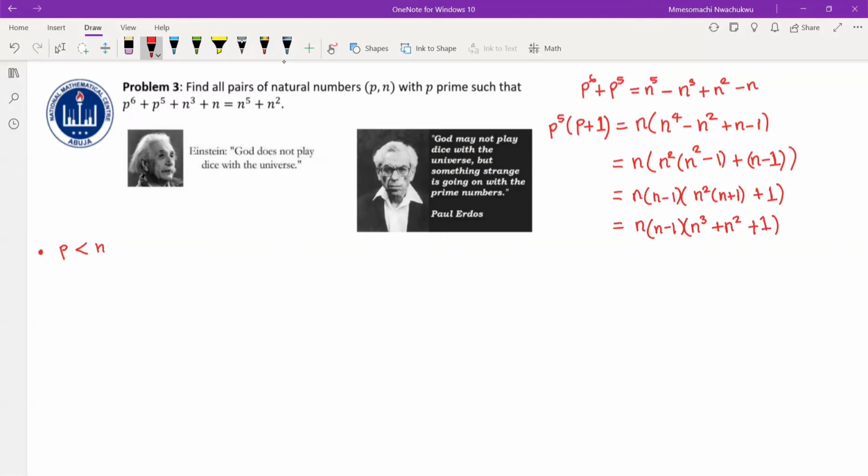So let me put it here in the problem. We have p to the fifth power into p plus 1 equals n into n minus 1 into n cubed plus n squared plus 1. Okay, so let me just erase what I have here.